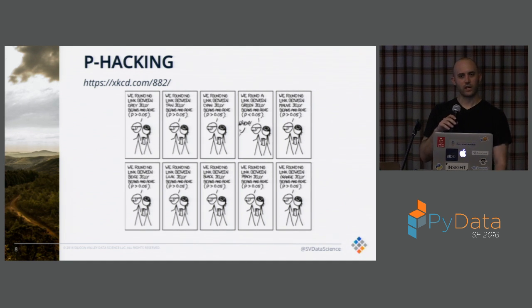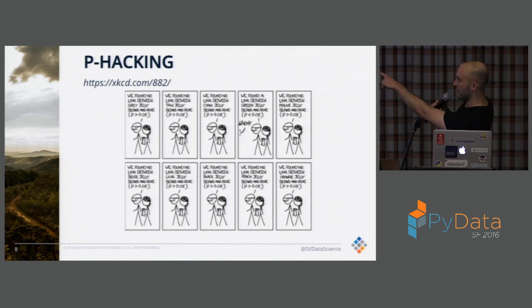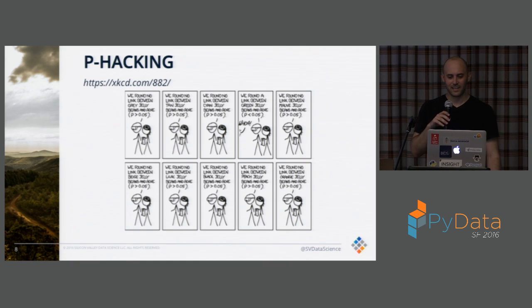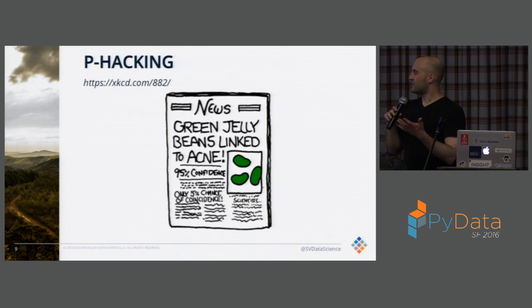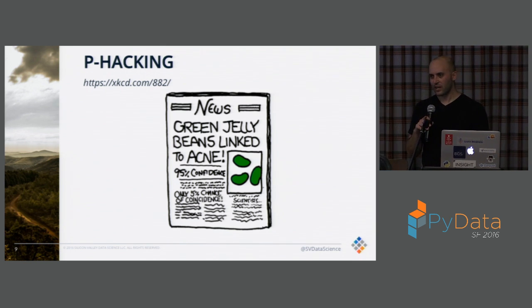And they end up doing 20 different comparisons, and lo and behold, this one in the upper right, second to the right panel says, we found a link between green jelly beans and acne. So they did 20 different tests, and the news, of course, reports green jelly beans are linked to acne with a 95% confidence, only a 5% chance of coincidence. All right, so that's p-hacking.